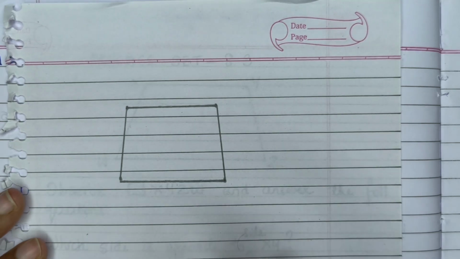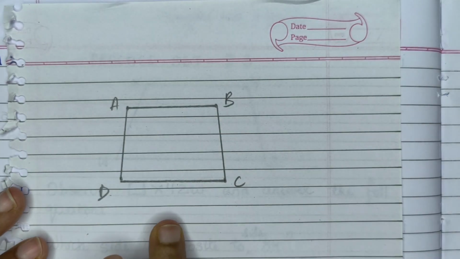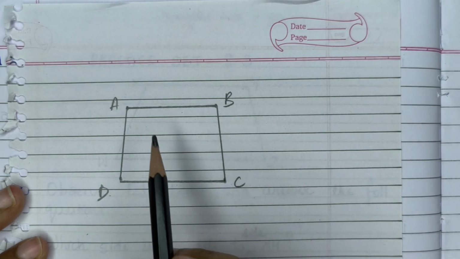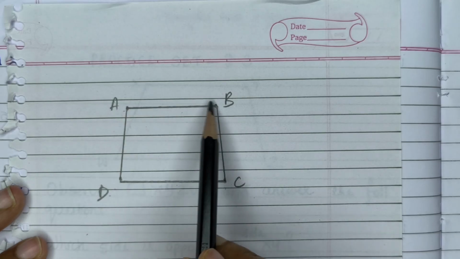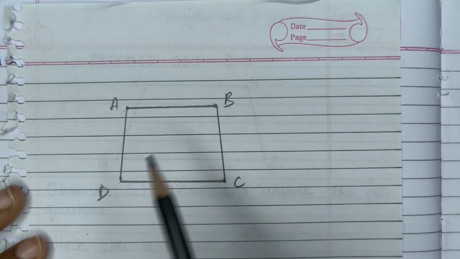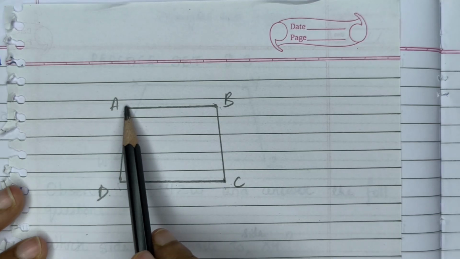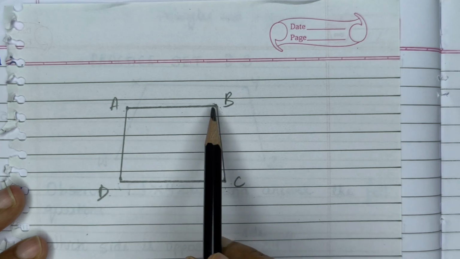Now see, I will name this quadrilateral A, B, C, D. Now see children, how do you read it? You read it clockwise, A, B, C, D, like how the hands of the clock move in the clockwise direction. You can also name it B, C, D, A. This is the clockwise reading. C, D, A, B. Okay, clockwise you understood.